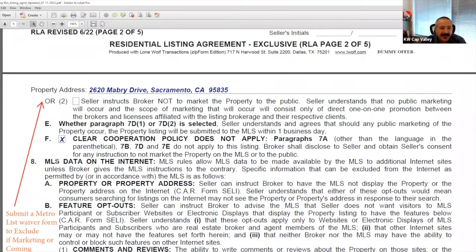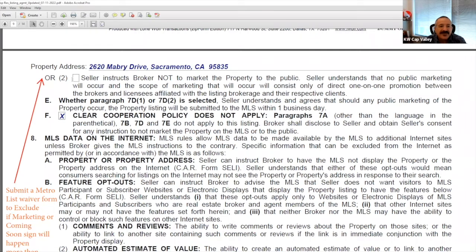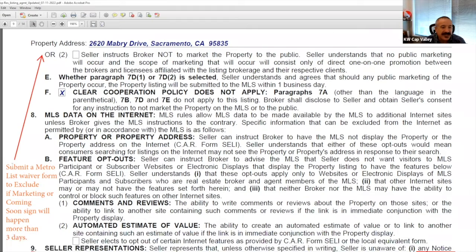Let's see here. If the seller instructs you not to market the property to the public, that's that rare circumstance that I talked about earlier, seller understands that no public marketing will occur, and the scope of marketing that will occur will consist only of direct one-on-one promotion between the brokers and licensees affiliated with the listing brokerage and their respective clients. Now, as an agent, you also have to submit a MetroList waiver form signed by the seller to exclude that marketing.